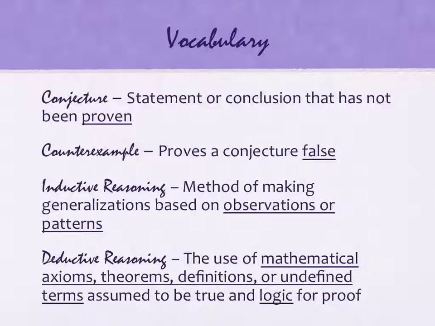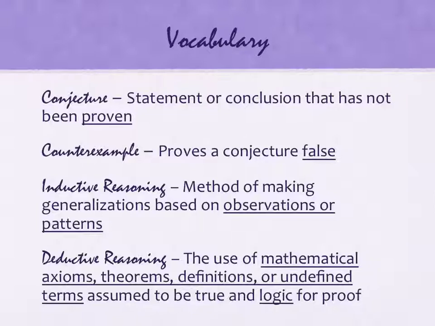A conjecture is a statement or a conclusion that has not been proven. So it's kind of like an educated or a best case guess, right? It's conjecture. It doesn't mean it's right. It doesn't mean it's wrong. It's just your best guess. A counterexample is actually something that proves a conjecture false.